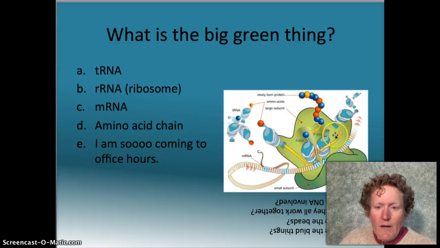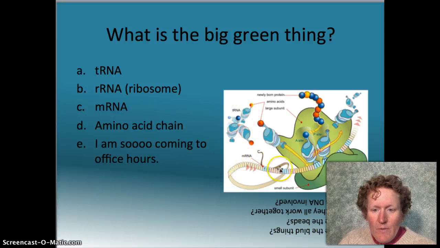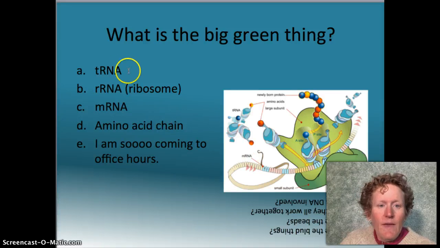Look at this picture carefully and figure out what the big green thing is. If you look carefully, you can see these blue things are transfer RNAs. This ribbon type thing here is the mRNA. So I hope you guessed by now that the green thing is the ribosome.